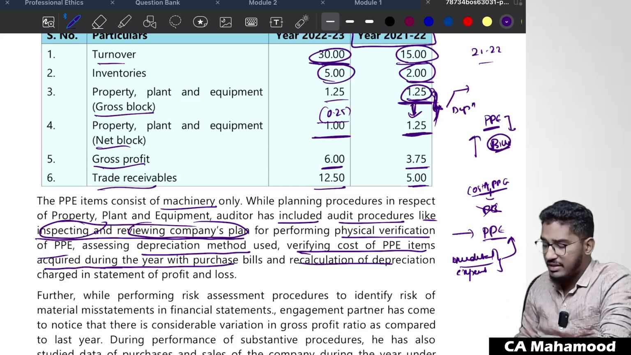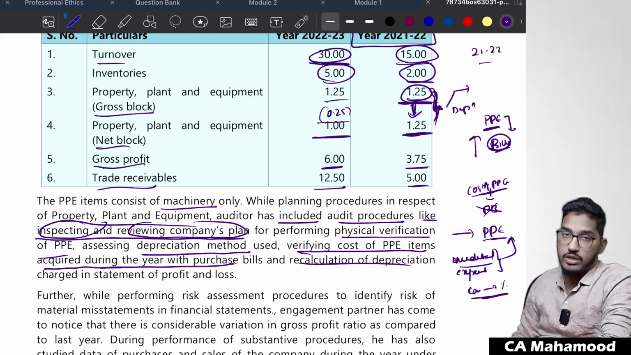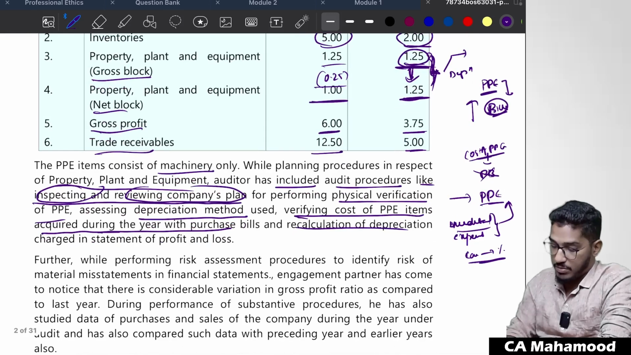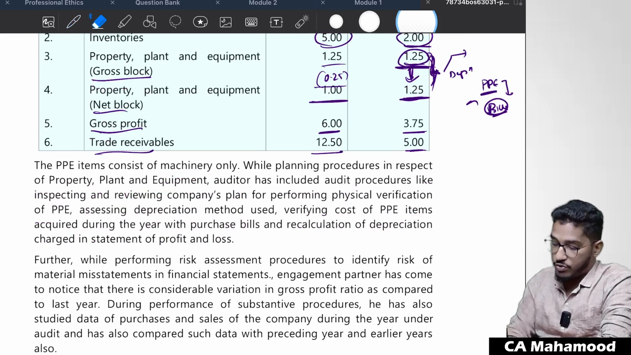And also he is recalculating the depreciation. So obviously this you can do. In order to know whether the fixed assets balance is correct or not, you can even do recalculation of the depreciation. If you know the carrying amount and the depreciation rate, you can also calculate that depreciation amount. So if you pay close attention here, regarding PPE, he is performing 4 procedures.